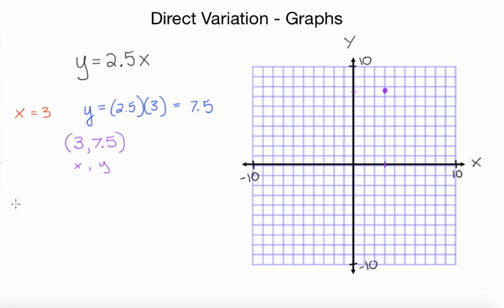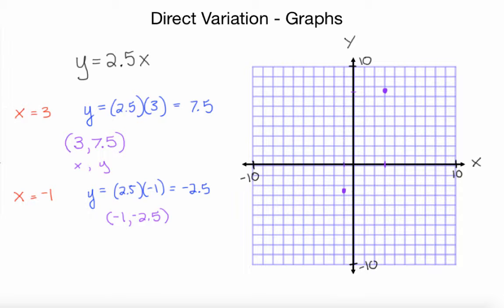Let's find some more points. Let's do x is -1. Let's do a negative value. So if x is -1, my y value should equal 2.5, that's constant, times -1, and that's -2.5. So as I write it as an ordered pair, if x is -1, my y value is -2.5. Now let's graph that. On my number line, -1 for x is right here, but then my -2.5 for y is down right here. So there would be my point to plot.